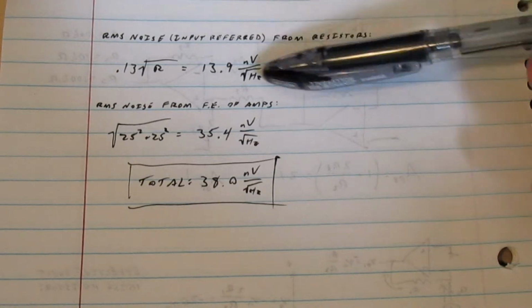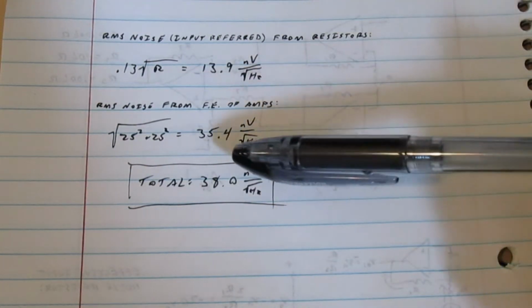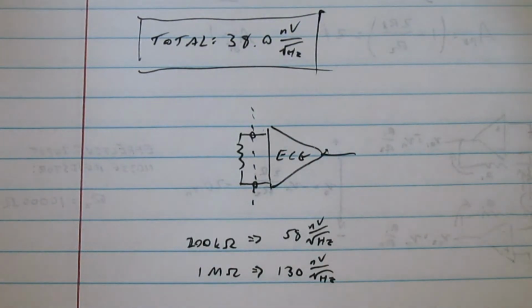So after going through all that work of finding out how much noise those resistors were contributing, it ends up being dominated not by the resistors, but by the amplifiers that I'm using at the input. But wait, there's even more!